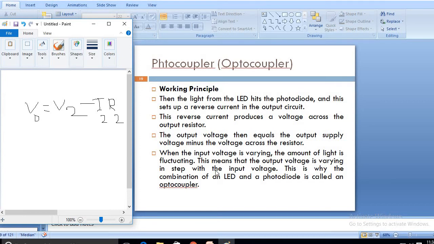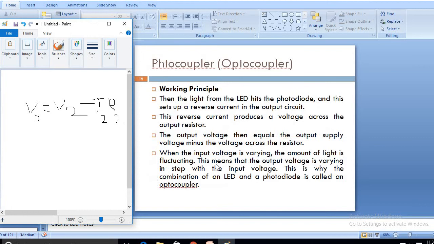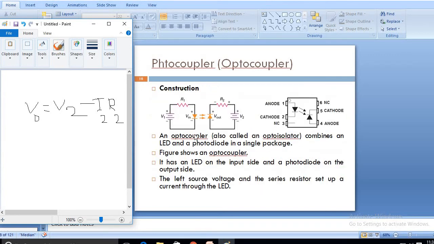And one more thing: when the input voltage varies, the amount of light fluctuates. So how do we generate the input voltage? V1 is internally connected in series with resistor R1, and this generates a current through this LED. The output voltage varies in step with the input voltage. This is why the combination of LED and photodiode is called an optocoupler, because the output varies linearly in accordance with the input voltage. That you should remember.